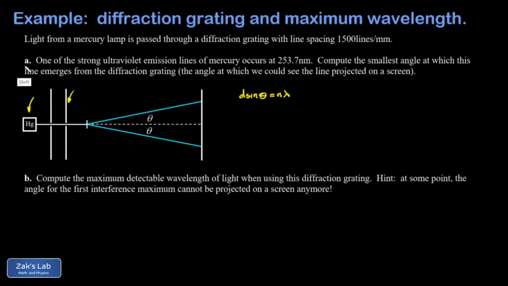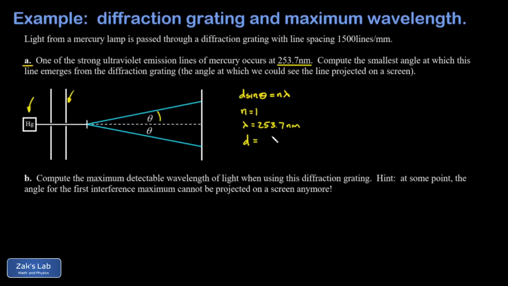What we're looking at in part A is a particular ultraviolet emission line of mercury. That's 253.7 nanometers. I want to compute the smallest angle for which this line is going to interfere constructively, and that's labeled as theta in our diagram. So the first location of constructive interference corresponds to n equals 1 in our formula, and we have the wavelength. But what about d in this formula?